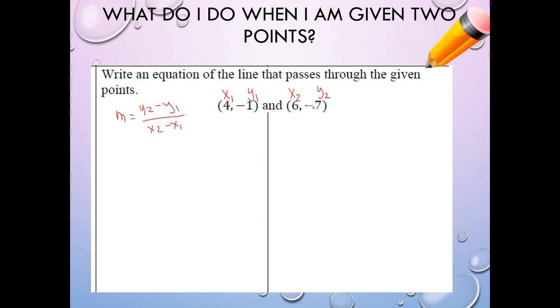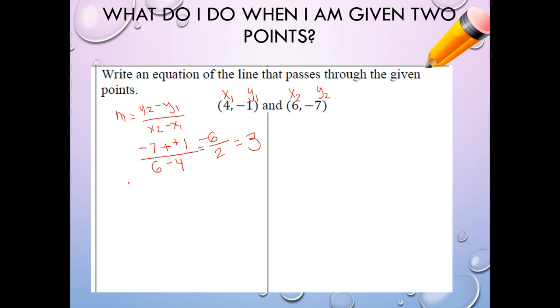So y2, negative 7, minus my y1, negative 1, all over x2, which is 6, and x1, which is 4. So I got -7 minus a -1. That becomes positive. When you have two negatives right beside each other, you get a positive number. So I have -7 plus 1, and -6 out of that deal. 6 minus 4, 2. -6 divided by 2, 3. So I know my slope now is 3.